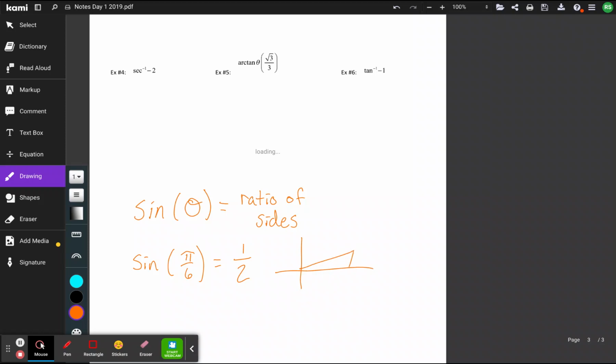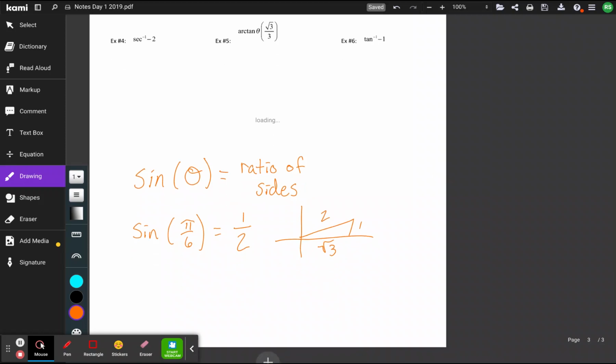We're in quadrant 1, the opposite side is 1, hypotenuse 2, this side is root 3. Opposite over hypotenuse, sine of pi over 6 is equal to 1/2. If we take the inverse function, then a ratio of sides goes into the function, because remember, with inverses we're flipping the input and the output. What comes out is our measure in radians.